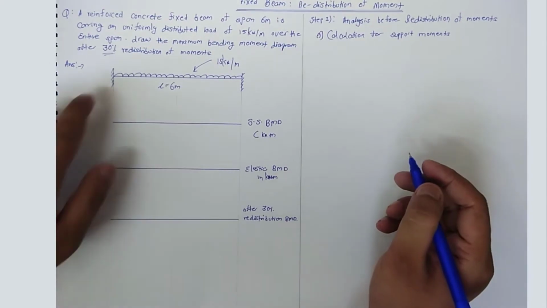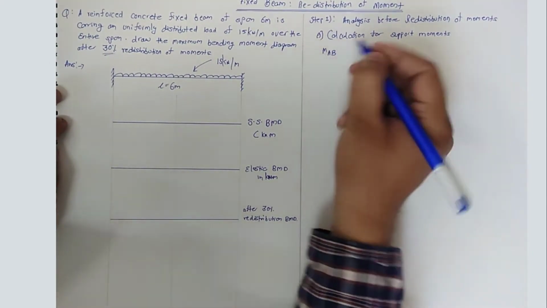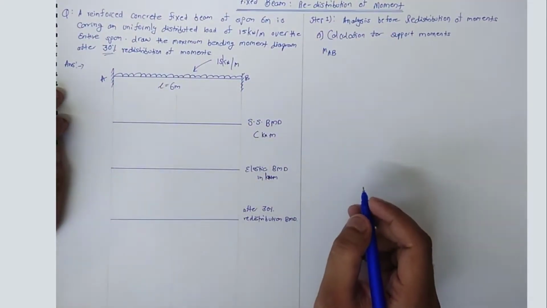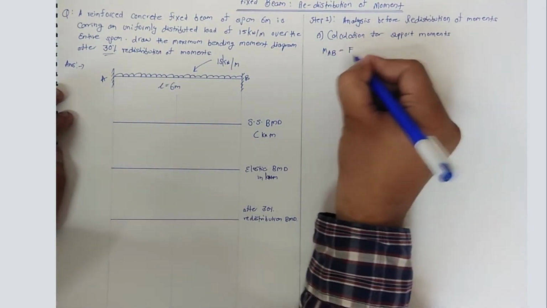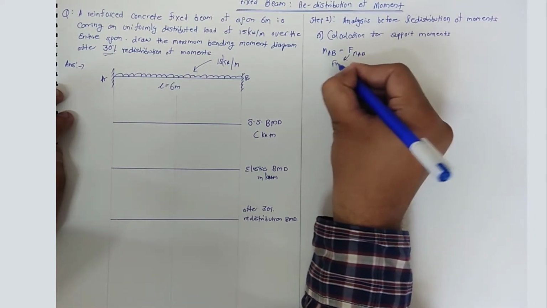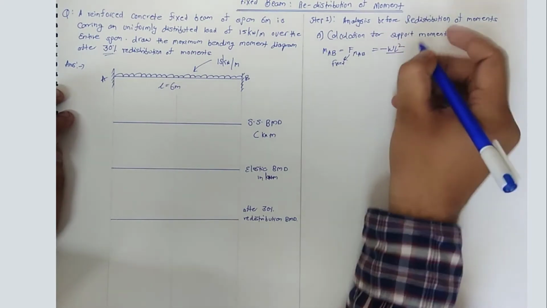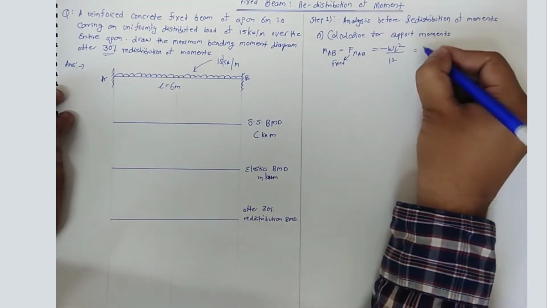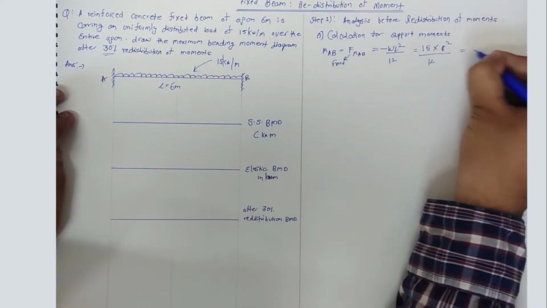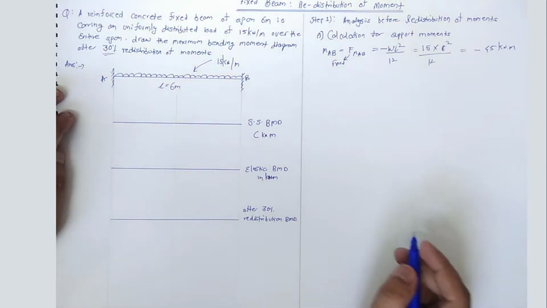As the beam is fixed, we'll have moment AB. I forgot to name it: this is A and this is B. So moment AB equals F, the fixed end moment of AB. Why is it F? Because it is fixed. So it is minus WL square by 12. What is the value of W? It is 15, length is 6, square, divided by 12, and it comes to minus 45 kilonewton meter.